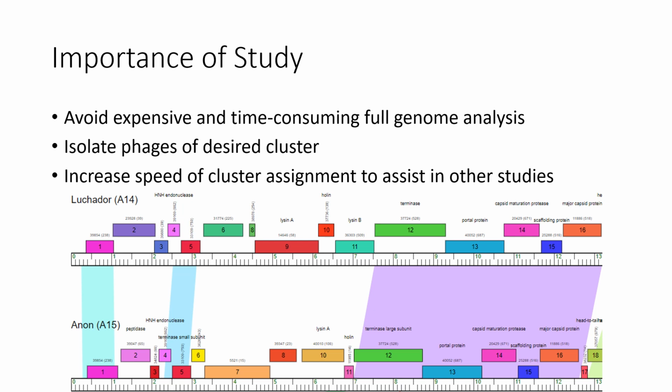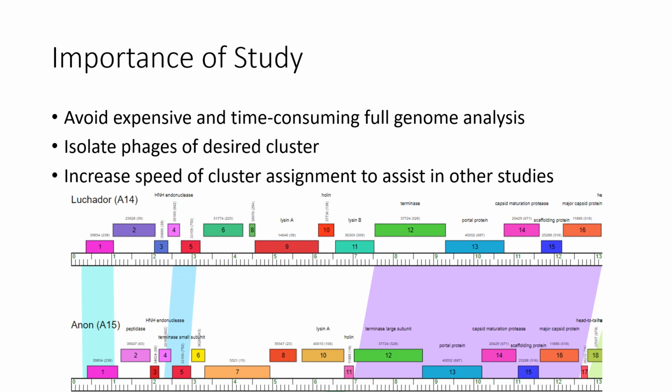Another reason that this study is important is that researchers can quickly identify phages of interest of a desired cluster. So if they wanted to find phages belonging to cluster A, for example, they could have an impure mixture of phages and they wouldn't have to take the time to separate them all out individually. They could quickly identify which ones they wanted to further purify for full genome analysis by using a single gene comparison method.